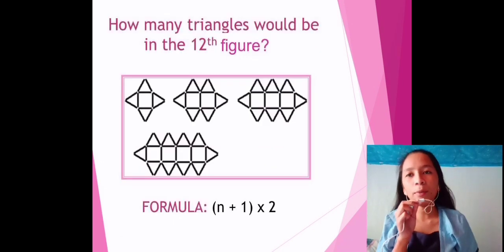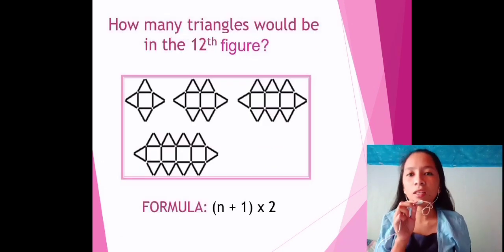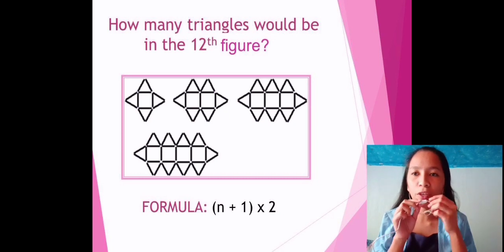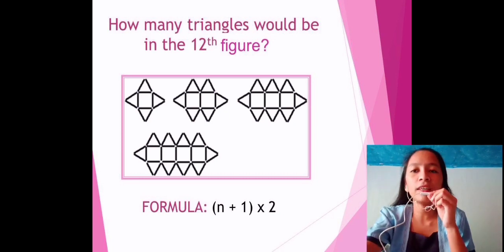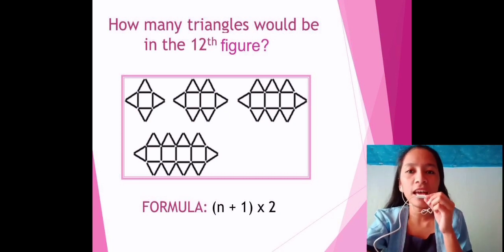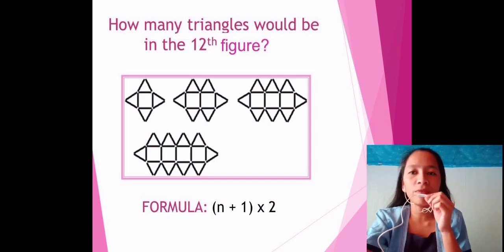Sa last example natin, how many triangles would be in the 12th figure? Sa first figure natin, meron tayong 4 triangles. Sa second figure natin, meron tayong 6 triangles. Sa next figure natin, meron na tayong 8 triangles. And then, dun sa pang fourth figure natin, meron na tayong 10 triangles.